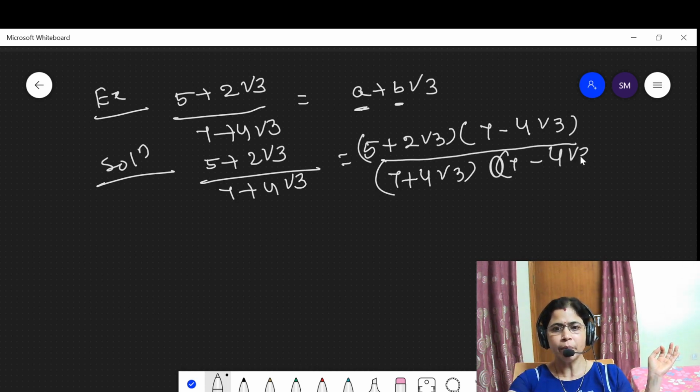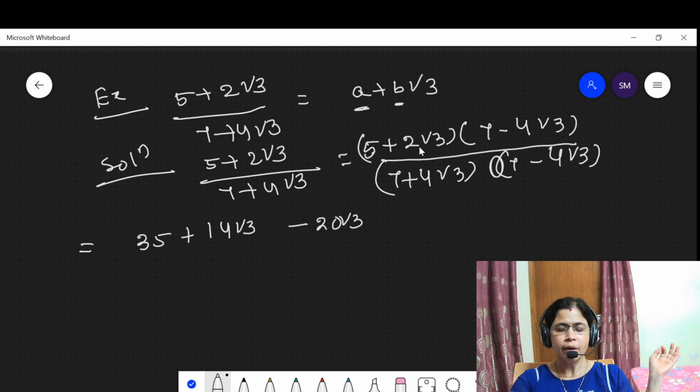You simply multiply 7 minus 4 root 3 in both numerator and denominator. Then when you multiply this, you get 7 times 5 is 35, plus 14 root 3 minus 20 root 3, and 4 times 2 is 8, into root 3 into root 3, which is 3, 8 times 3 is 24. Then you get minus 24.